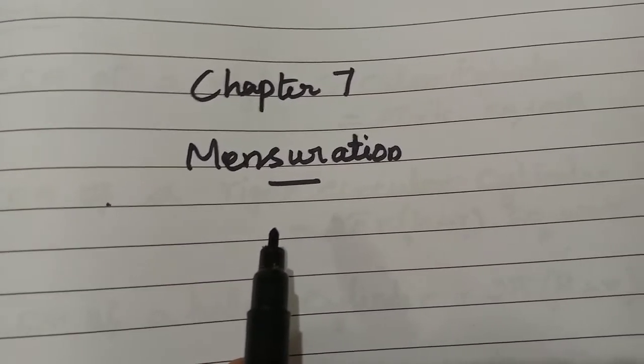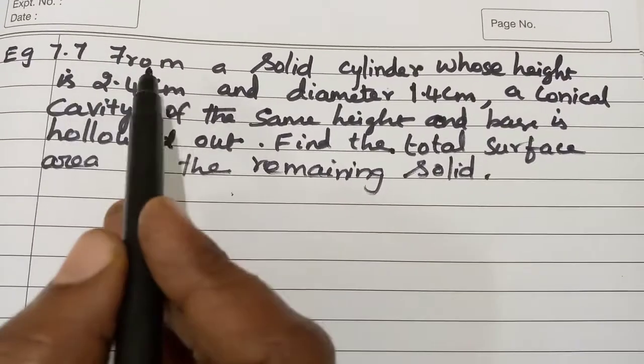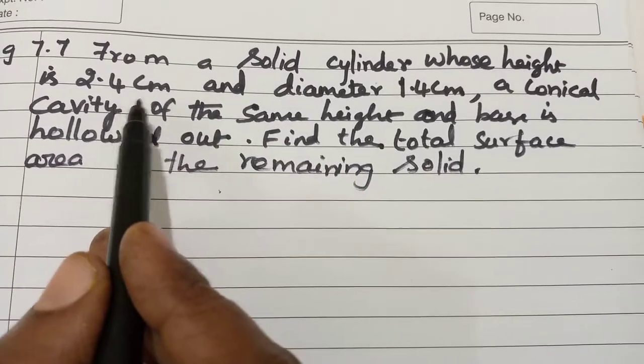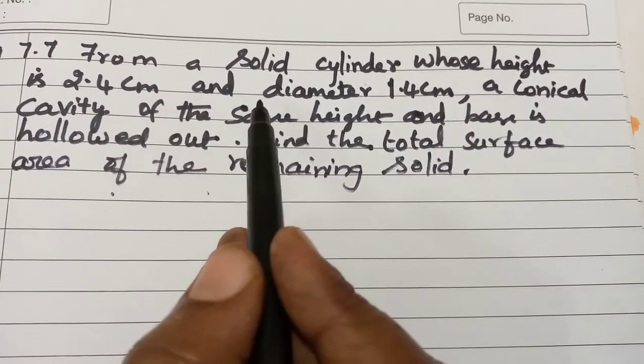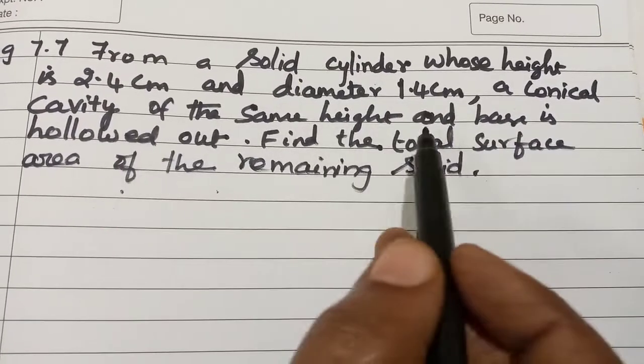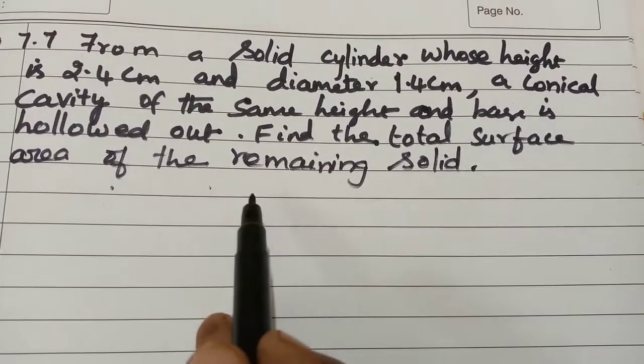All of you take your notes and books. Let's write example 7.7. From a solid cylinder whose height is 2.4 cm and diameter 1.4 cm, a conical cavity of the same height and base is hollowed out. Find the total surface area of the remaining solid.